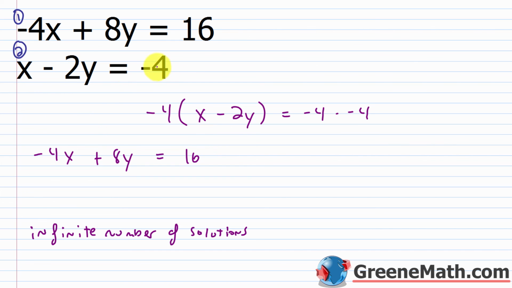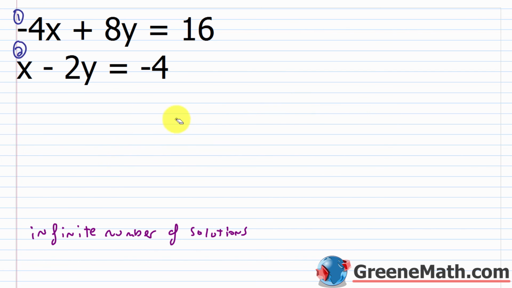So now I took equation 2, I multiplied both sides by the same non-zero value, and I came up with equation 1. Negative 4x plus 8y equals 16. So it's the same equation. Now the other thing we could do is solve each equation for y, and again you'd see that you have the exact same equation.